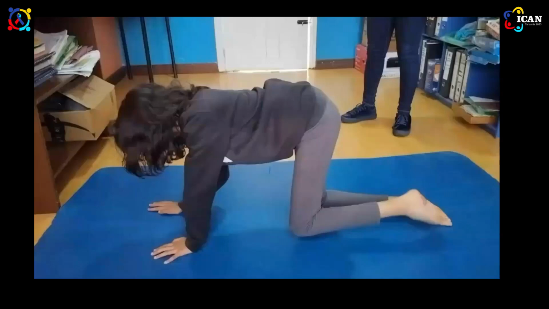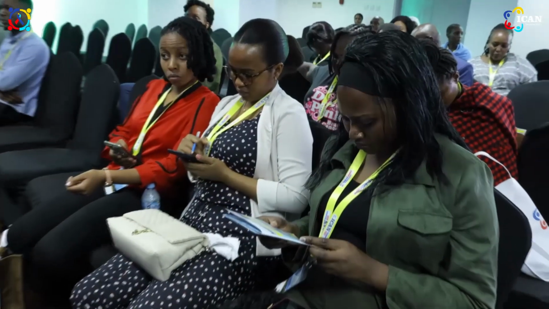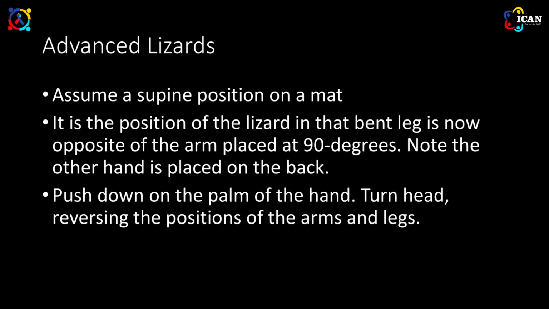Then the last one is the advanced lizards. You assume a prone position on a mat. Then it's almost the same as the other lizards, but these ones are advanced. So this one you're going to have a hand placed on the back, and you're going to push down on the palm of the hand. You turn the head, reversing the positions of the arms and legs. So I think with the video now it can help us.